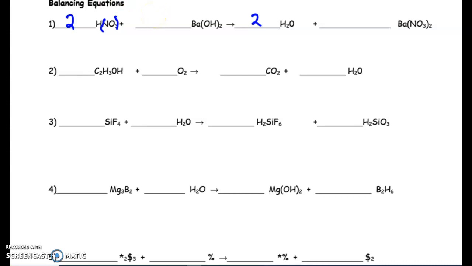All right, so the next one, we have carbon, hydrogen, and oxygen present. This one could be really challenging, especially for beginning equation balancers.